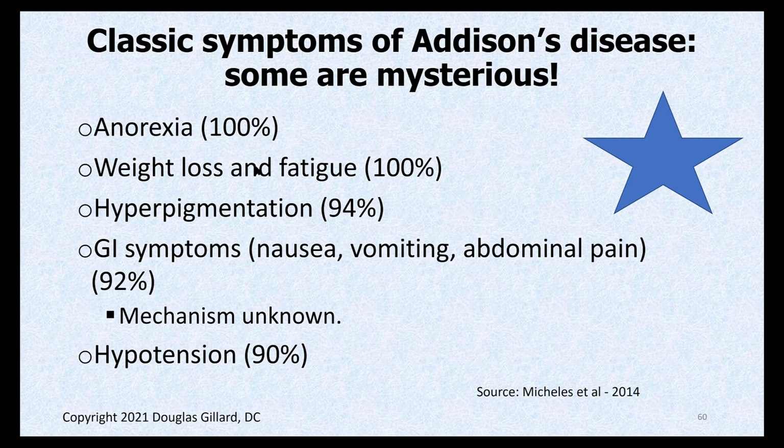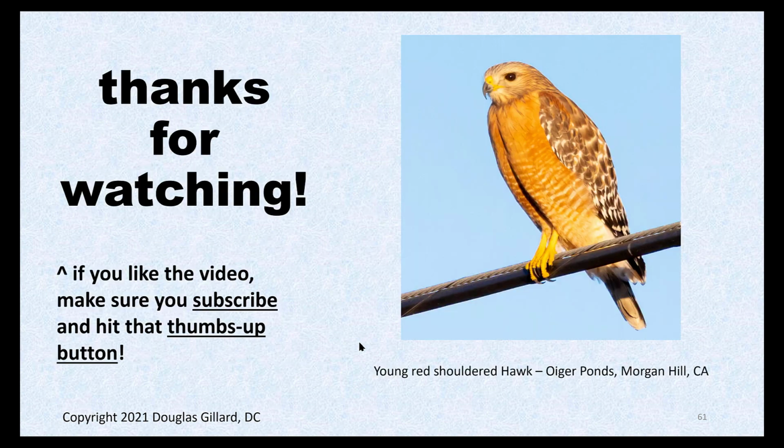They're fatigued. That pigmentation is pretty darn common. 94% of them have hyperpigmentation, so you know it's definitely one of the primary adrenal insufficiency diseases. 92% have nausea and vomiting, which leads back to these first two. Again, the mechanisms are unknown. And then 90% have hypotension. So it can be quite challenging to diagnose this.